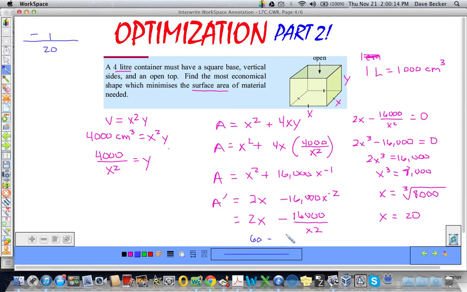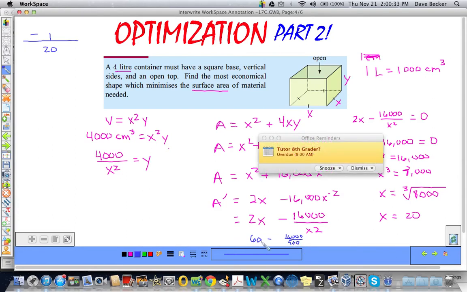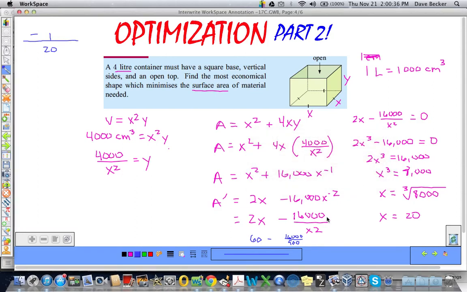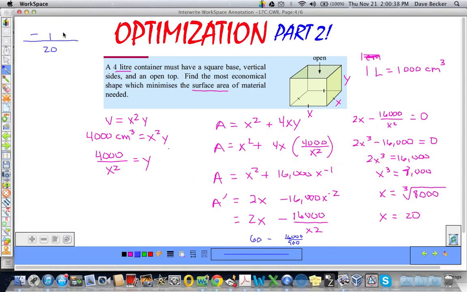And then if I choose something greater than 20, let's say 30, so that would be 60 minus 16,000. 30 times 30 is 900. All I need to know is, is this going to be positive or negative? Well, let's think about 900 and 16,000. It's not going to take a lot of 900s to get to 16,000. So this is 60 minus it, which is certainly going to be positive. So I get positive here, which confirms that 20 is indeed a minimum.